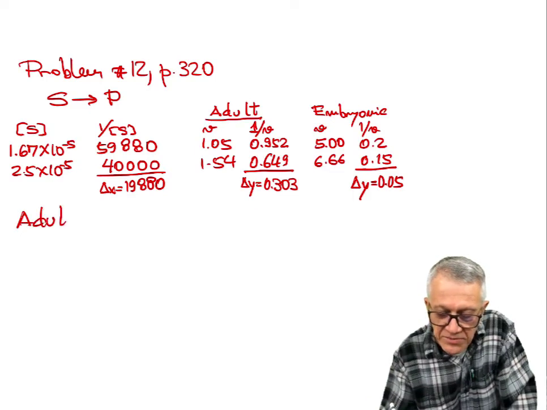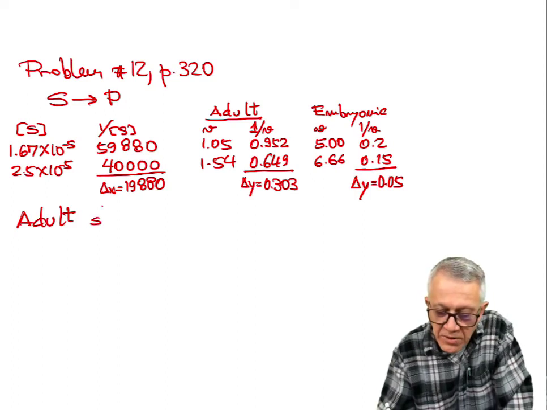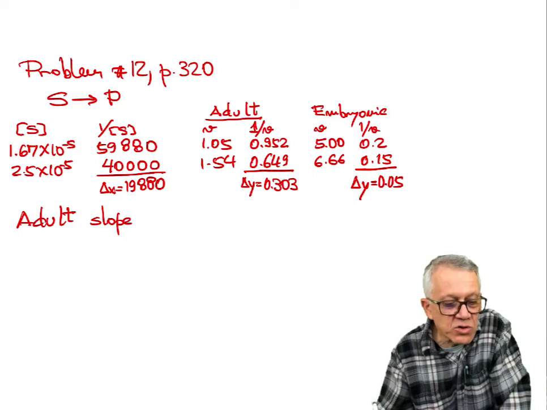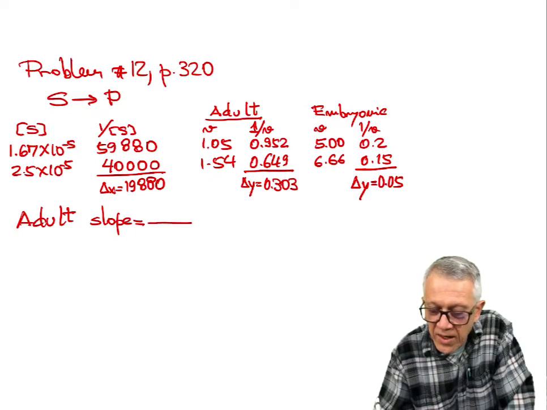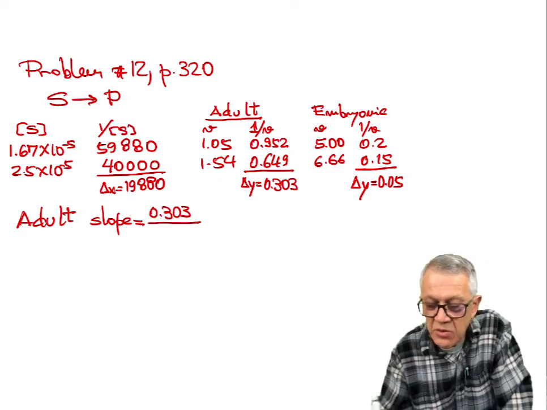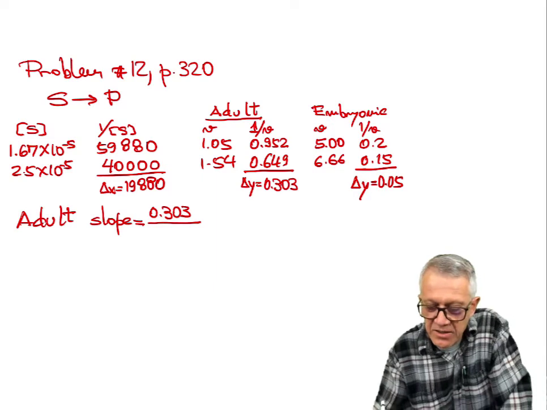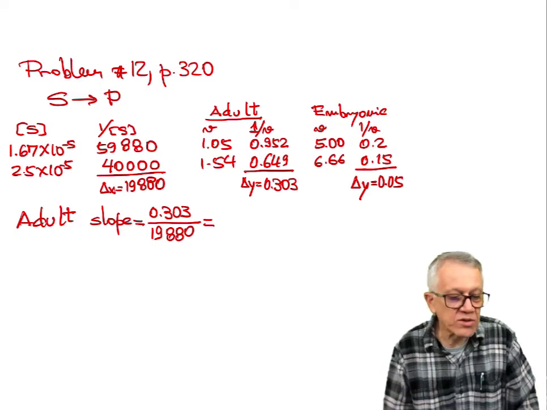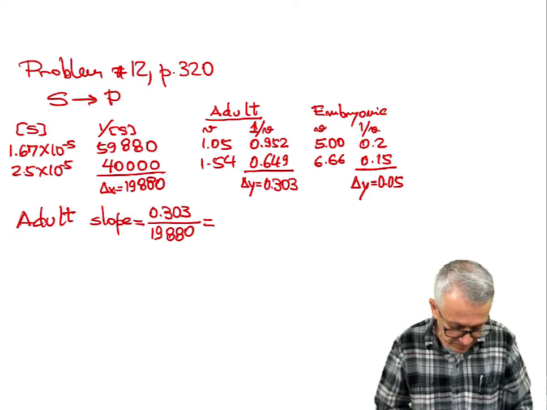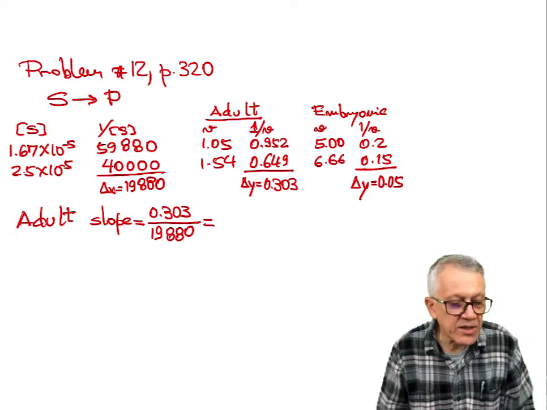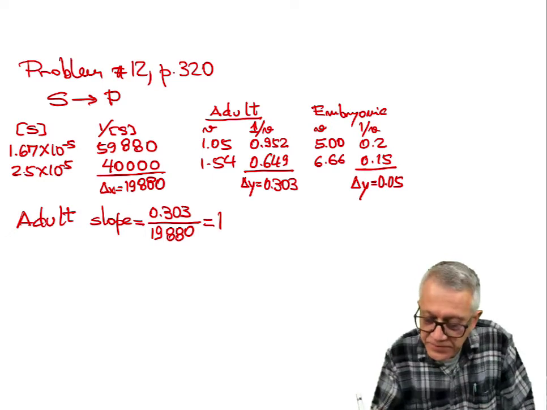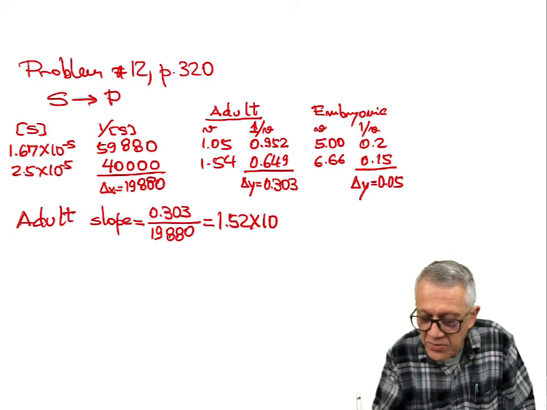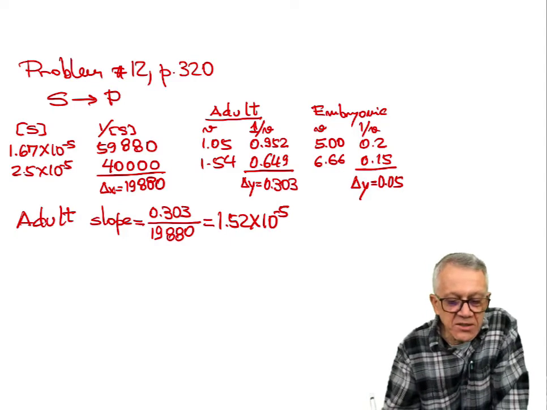So for the adult, the slope of that plot is going to be delta y over delta x. Delta y for the adult is 0.303. We could do it side by side, but let's do one at a time. That's less complicated. Divided by 19,880. Okay, so what does this give me? All right, so it gives me 1.52 times 10 to the minus 5.